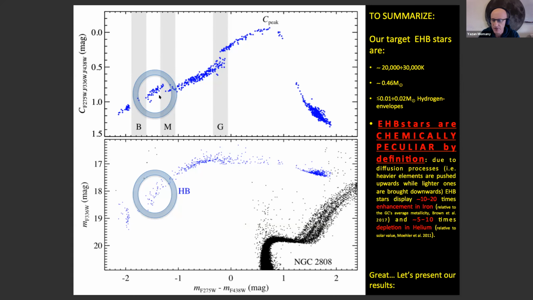of B and A type stars, because these stars show up to 10 to 20 times enhancement in iron and other heavy elements. And at the same time, they will show depletion in between 5 and 10 times of their helium with respect to the cluster value. So lots of crazy things are happening here. And in order to understand that, we approached the problem by doing a monitoring survey.